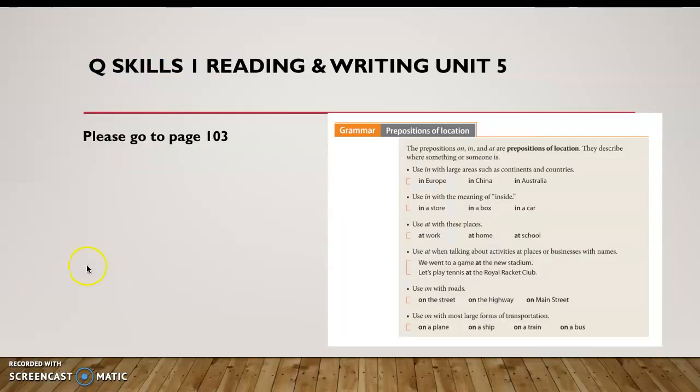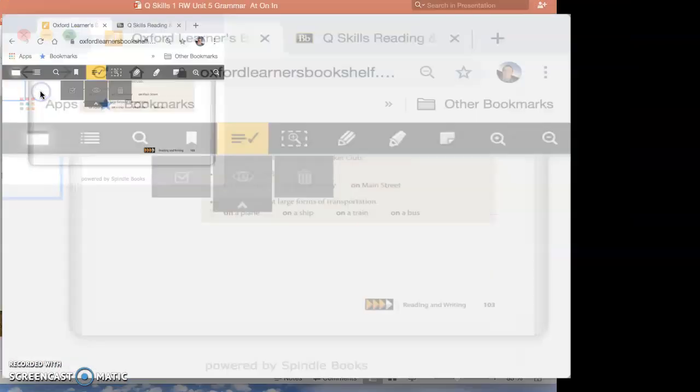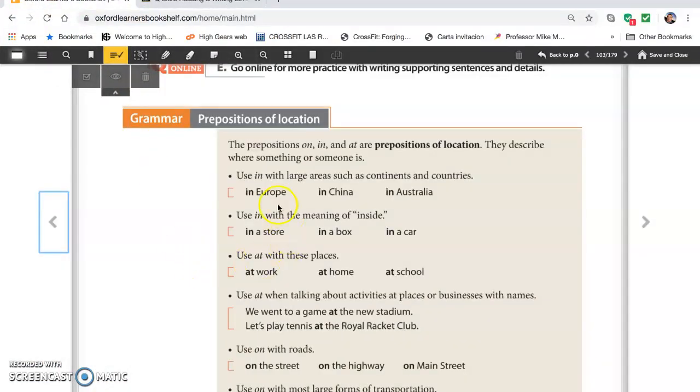Okay, now it's time to open your books. Please go to page 130 in Q Skills 1, Reading and Writing, Unit 5, and you will see this page. Let's look. Here are explanations of on, in, and at. These are called prepositions of location. And these are the examples that they give in the book.